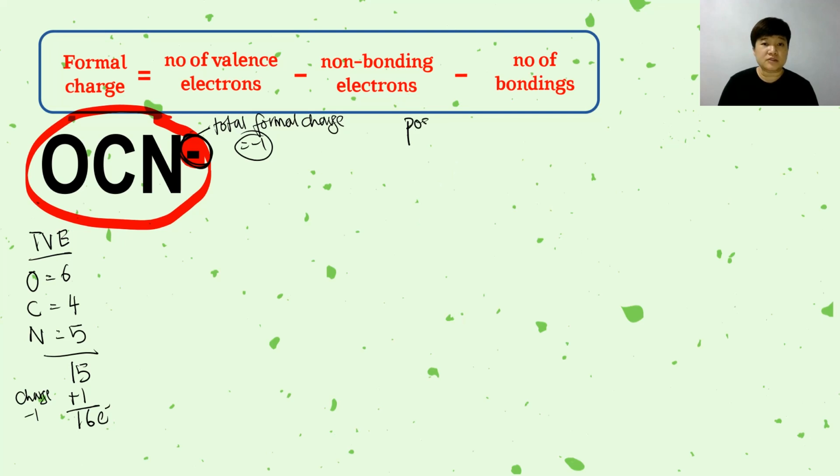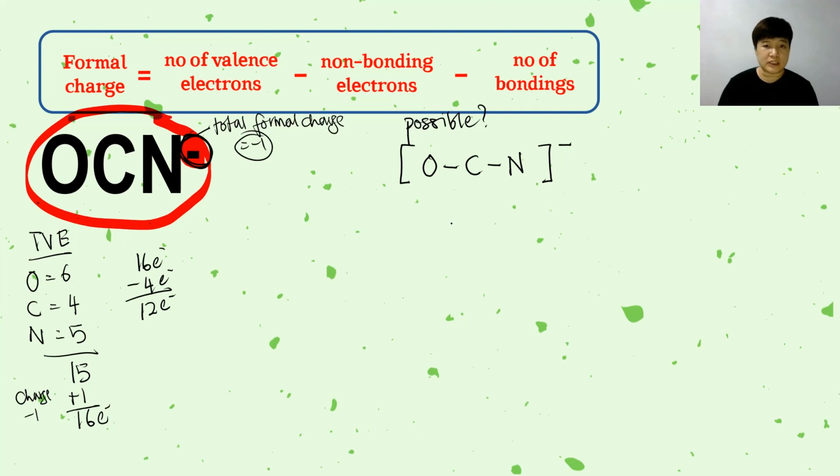What would be the possible Lewis structures? How many possible Lewis structures are we having? First and foremost, let's start with the skeletal structure where the arrangement would be O, C, N. Don't forget the charge, so you put a bracket with the charge. So you have OCN minus with 2 single bonds. So 16 electrons minus 4 electrons, you have 12 electrons left.